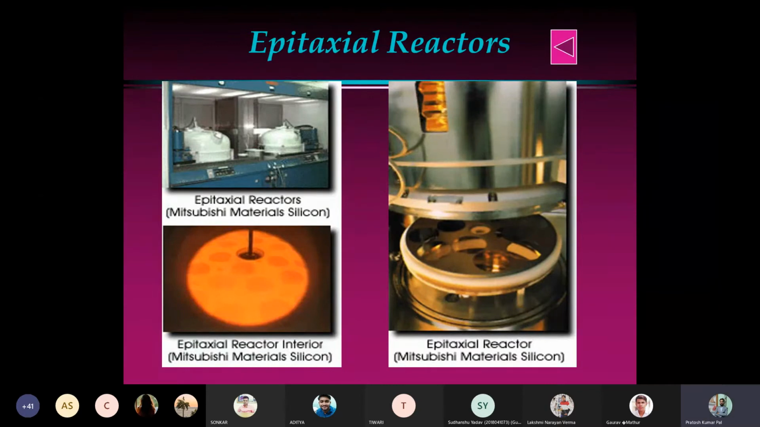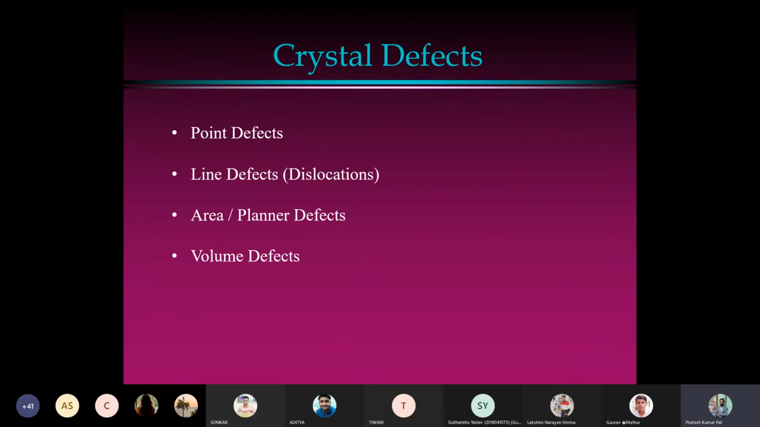So the next is crystal defects. Into this crystal defect, there are different types of crystal defects. The first one is a point defect, another one is line defect, next is area, which we also call planar defects. Another one is volume defect. So we will go one by one through the different crystal defects available on the wafer.